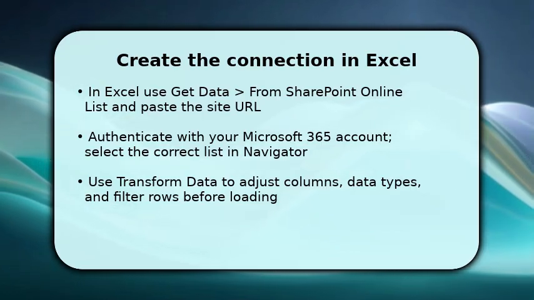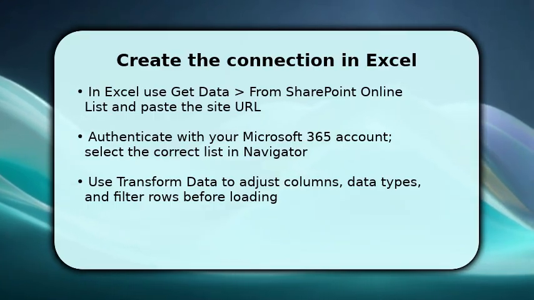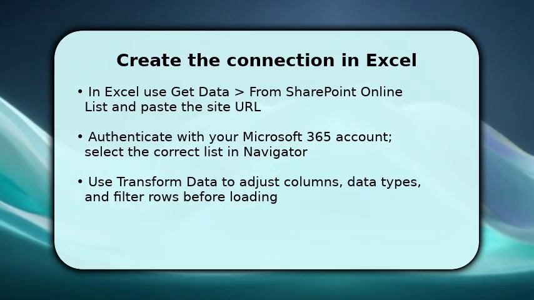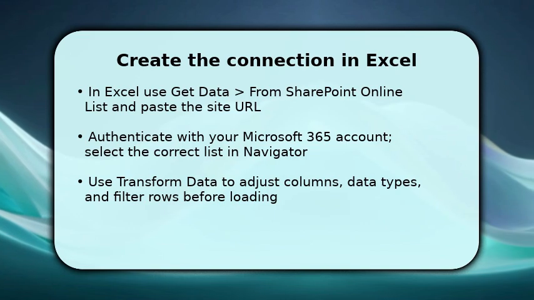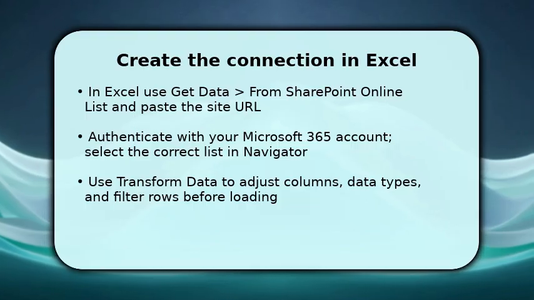Next, choose Transform Data to open Power Query, where you can remove unwanted columns, fix types, and apply filters so Excel imports only the clean structure you need. Once satisfied, click Close and Load to stage the data into a worksheet or data model.